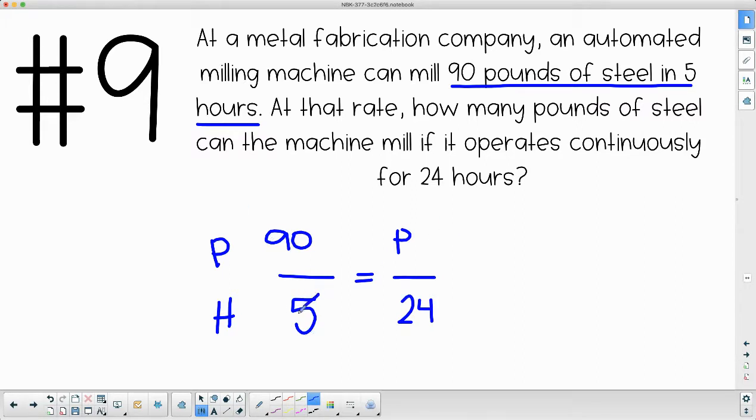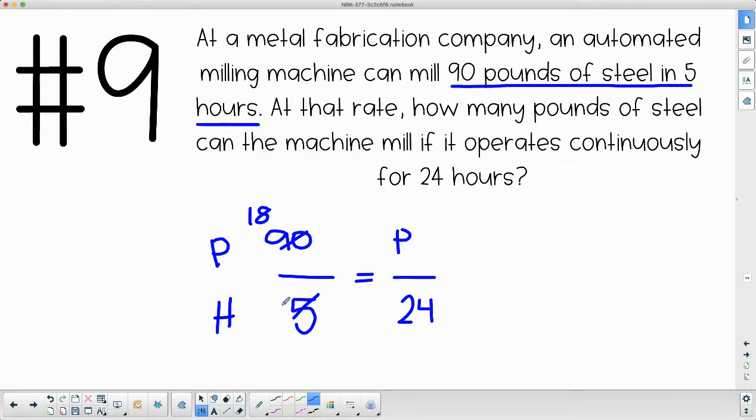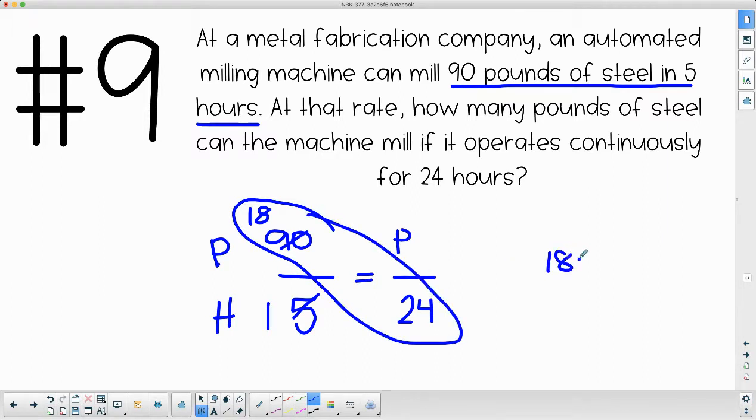So we'll want to simplify first. So 5 can go into 90 and 5. It goes into 90 18 times, and it goes into 5 1 time. So now we can do 18 times 24, and then we will divide that by 1.